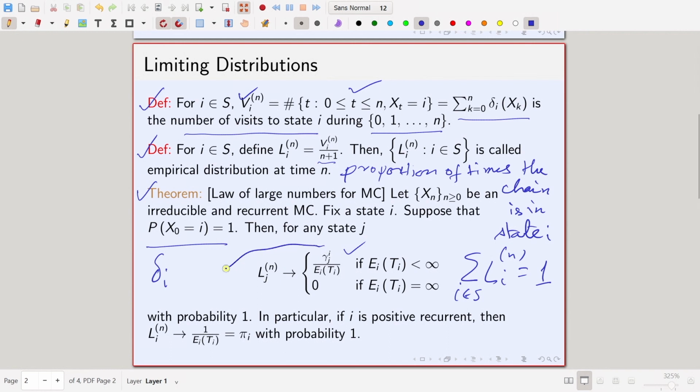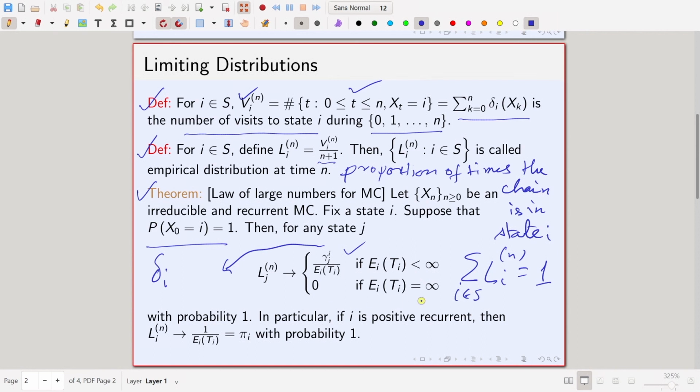And again, recall what this gamma_ij is; it is what we saw in the previous module. Starting from i, it is the expected number of visits to state j up to the first passage time to i. That means you look at from 0 to T_i minus 1, where T_i is the first passage time to state i. So that is gamma_ij over E_i[T_i] if E_i[T_i] is less than infinity, and it is equal to 0 if E_i[T_i] is equal to infinity.